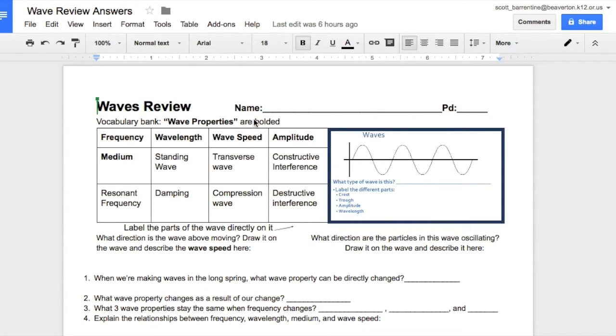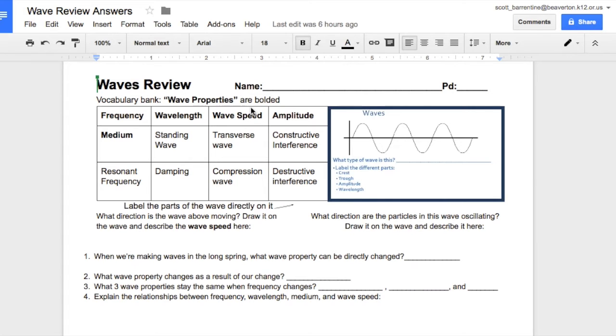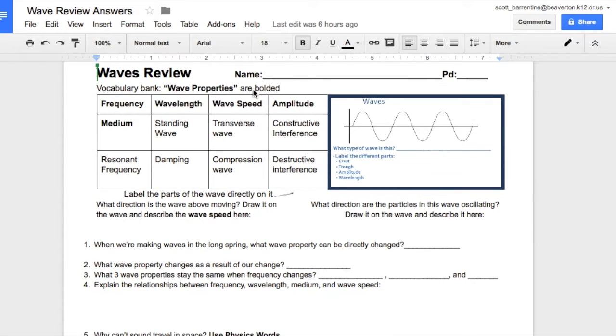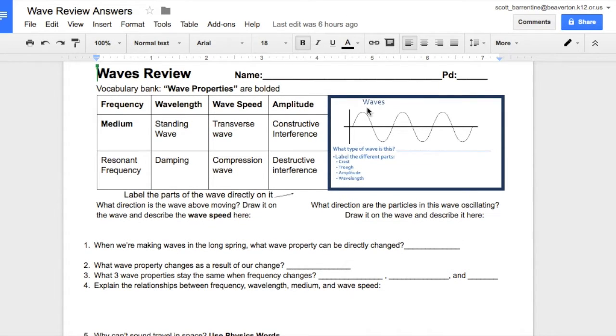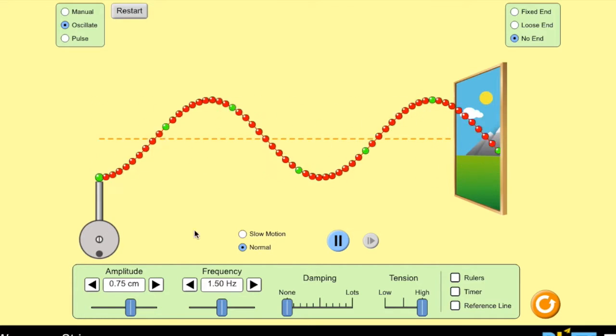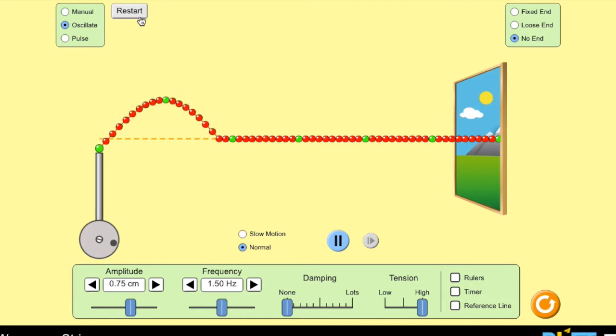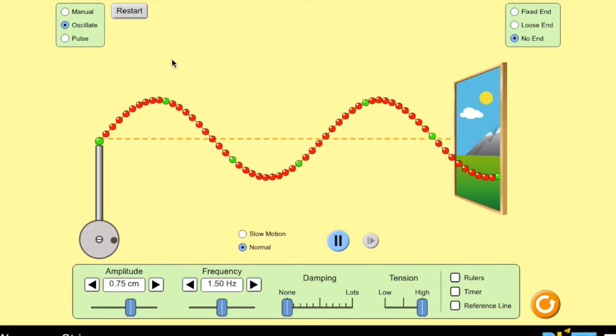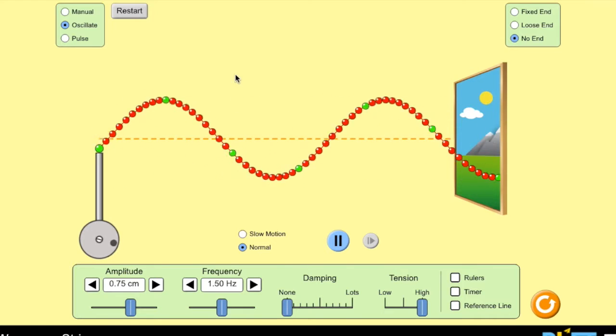I'm going to be going through this packet here and jumping around, showing you some different things on the computer here. First things first, here's our wave. This is our normal transverse wave, which we saw in our PhET here. And the direction of the wave is side to side, right? But the direction of oscillation is up and down.